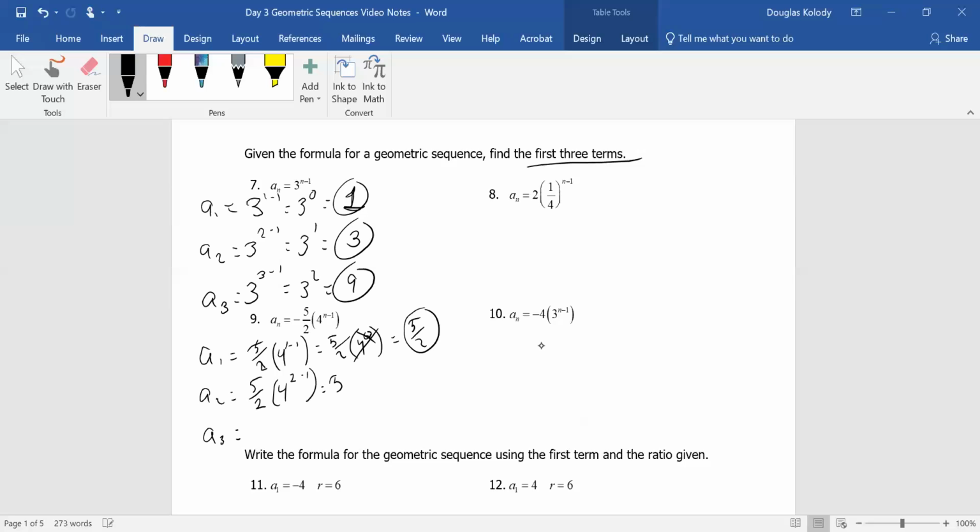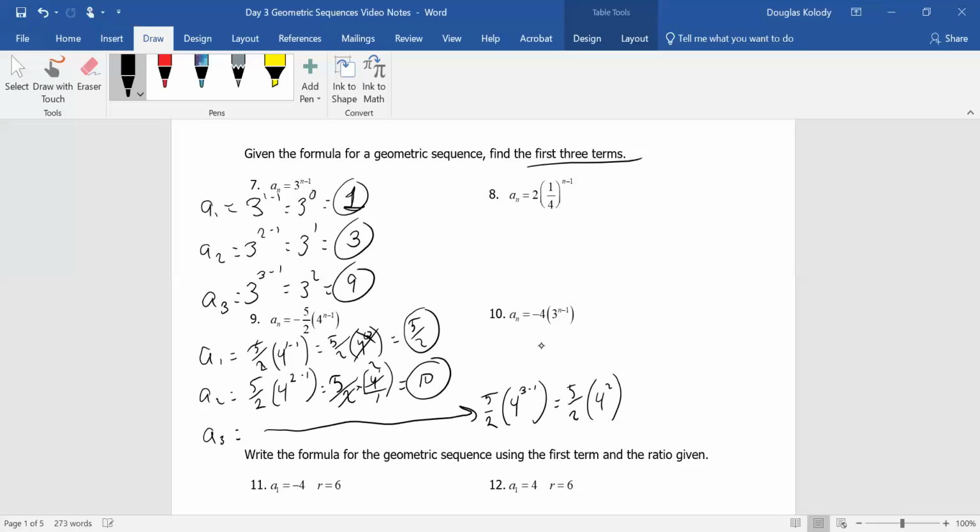So it's 5 halves times 4 to the first power. Or I'm going to say 4 over 1, and then 5 halves times 4 over 1. 2 goes into 4 twice, and 5 times 2 is 10. Last but not least, it's going to be 5 halves times 4 to the 3 minus 1 power. So that's going to be 5 halves times 4 squared.